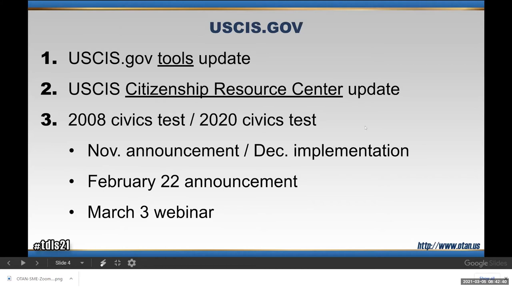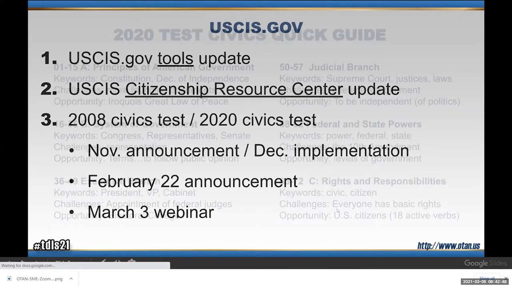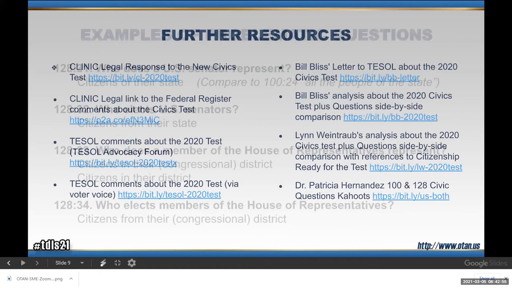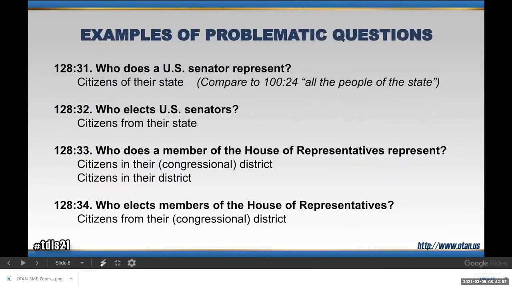And I want to share four screenshots from the March 3rd webinar. One of the biggest problems with the test was that people were really upset about these questions. Who does a U.S. senator represent? And they're saying the citizens of their state.